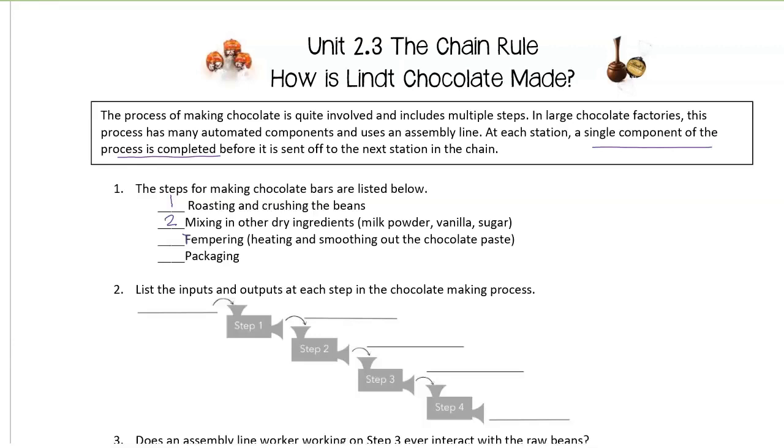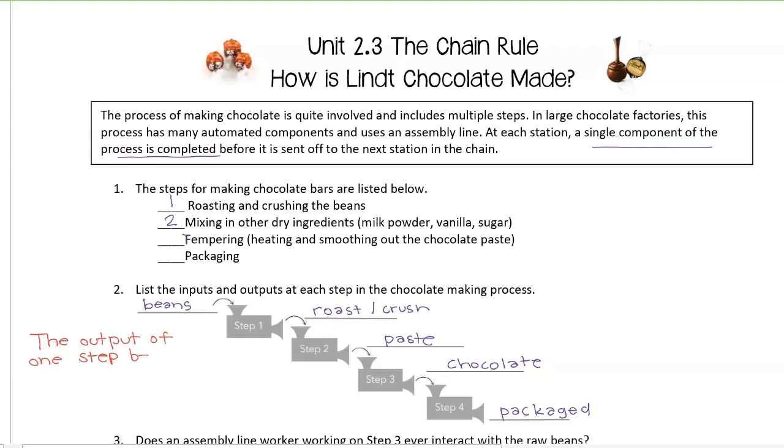Let's look at a simplified illustration of what's going on. We start with the cocoa beans, then they are roasted and crushed. They're turned into a paste, then they're turned into chocolate, and then they're done and ready to be packaged. So what does this have to do with calculus? Well, the important thing about this is that the output of one step becomes the input of the next step.